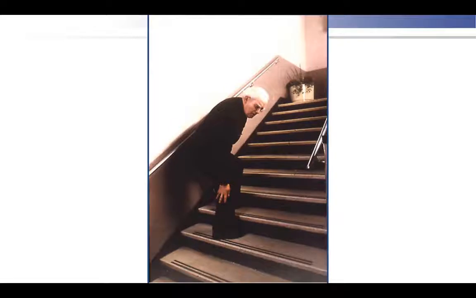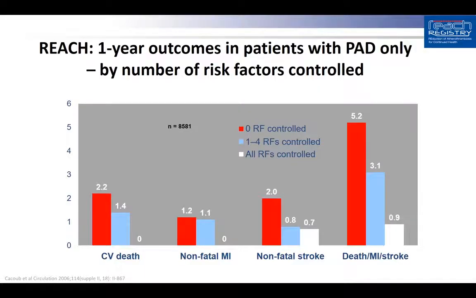So what happens if we do modify risk? Well, good things happen. Here you can see all risk factors controlled, 1 to 4 and none, and you can see decreasing events as you improve risk factor management.